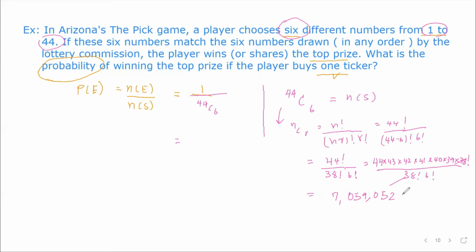7,059,052. Oh, that's really large. You see, so the final probability becomes 1 over this. So what probability can you have? Very few chance to get a prize, right? So don't buy lottery. No good, no good. Don't play lottery.